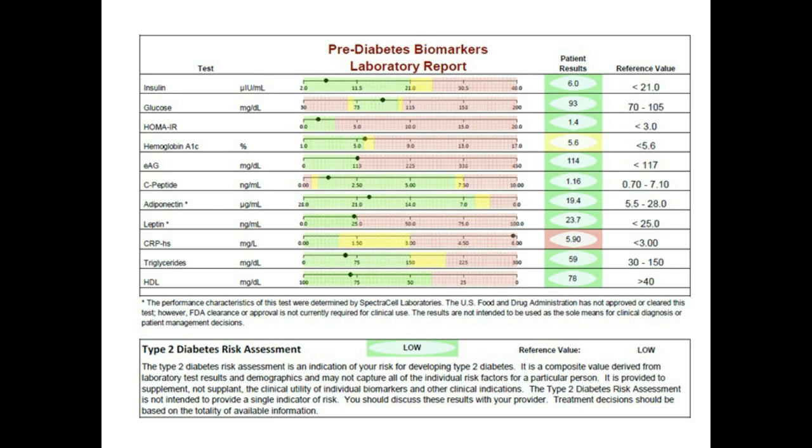But then, once again, the CRP is 5.9. And so it's a strong inflammatory marker, but we look at all of these results to give us either low, moderate, or high risk. But even though this is a low risk, it doesn't mean that you should take this lightly, that you should still attack these and try to lower these as quickly as possible.